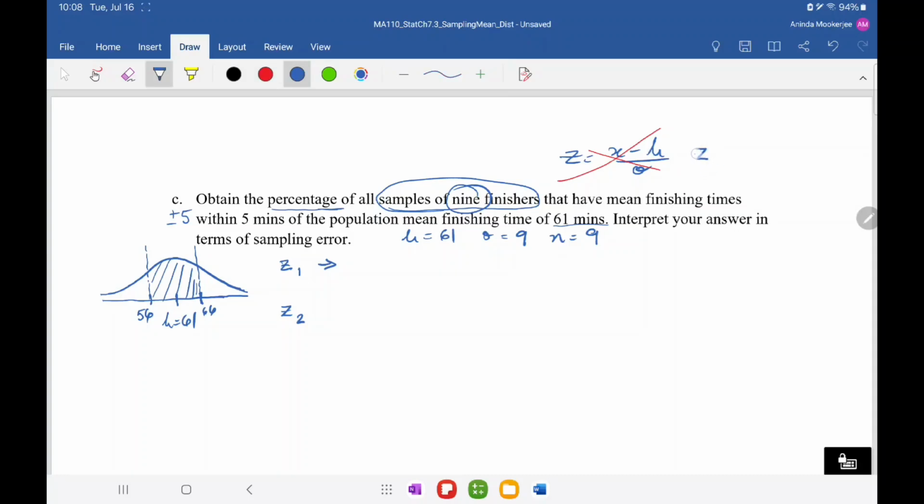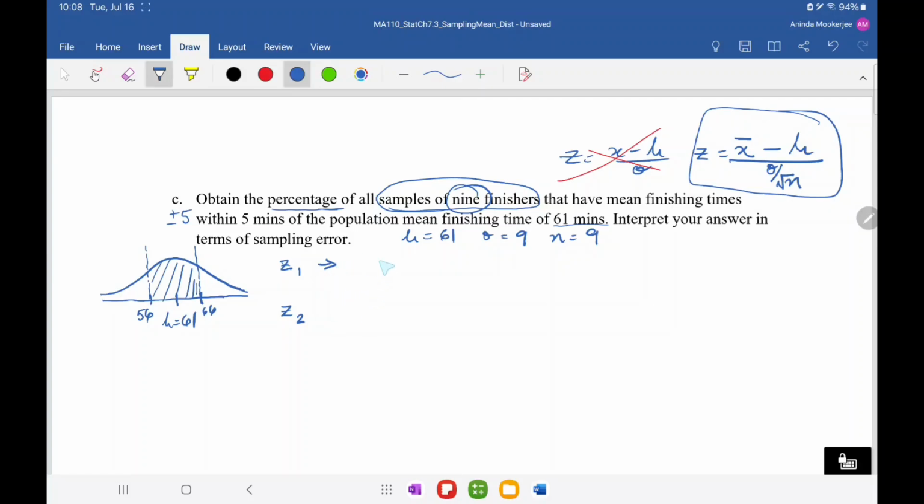It's going to be z equals, again, it's not x, but we are working with sample means. Therefore, x bar minus mu over, you have to use the standard deviation formula for the mean of all sample means, which is sigma divided by square root over n. That's going to be our formula that we are going to use for this problem to calculate the z values.